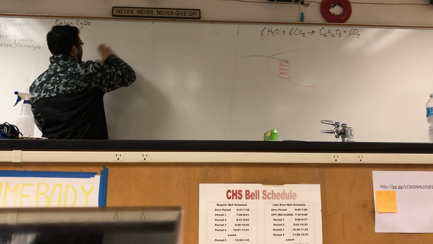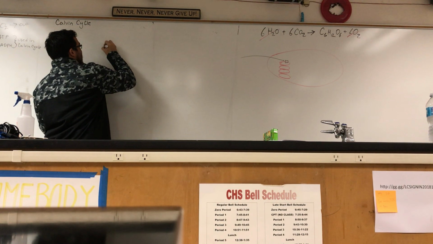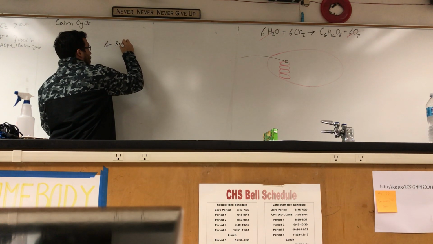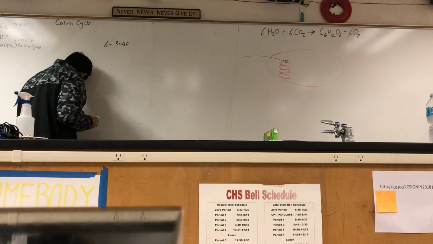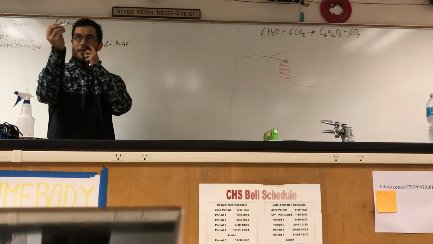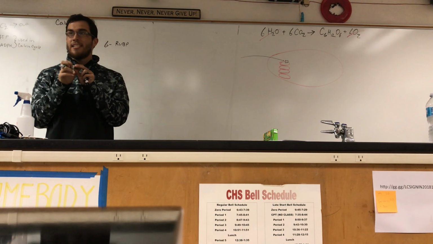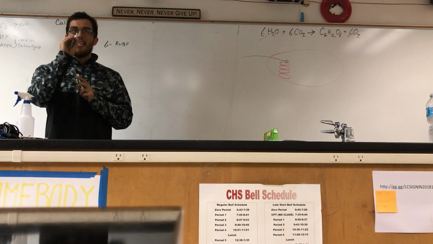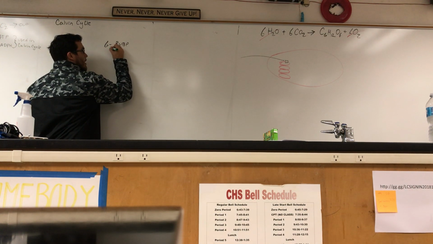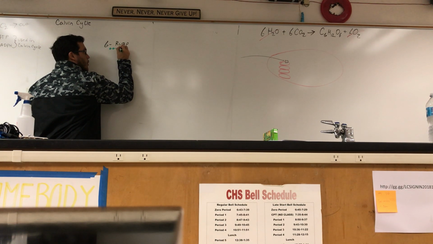Okay. I've got 6 of this molecule called RuBP. Underneath this in green, I'm going to write little dots. So it's going to be lines and dots. That's going to show you how many carbons are in this molecule. So this one right here is 1, 2, 3, 4, 5.